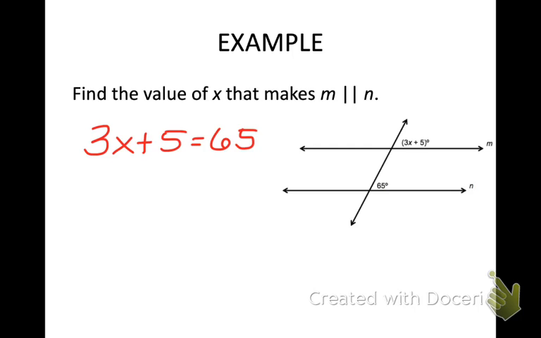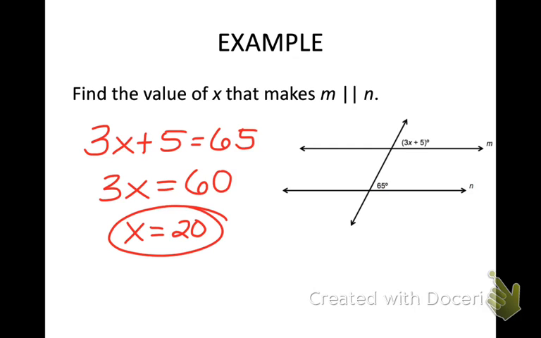Subtraction property: subtract 5 from both sides, which gets you 3x equals 60. Then 60 divided by 3 would be... x is equal to 20. Yes. So now our if-then statement, if this were the quiz, would say if corresponding angles congruent, then parallel lines.